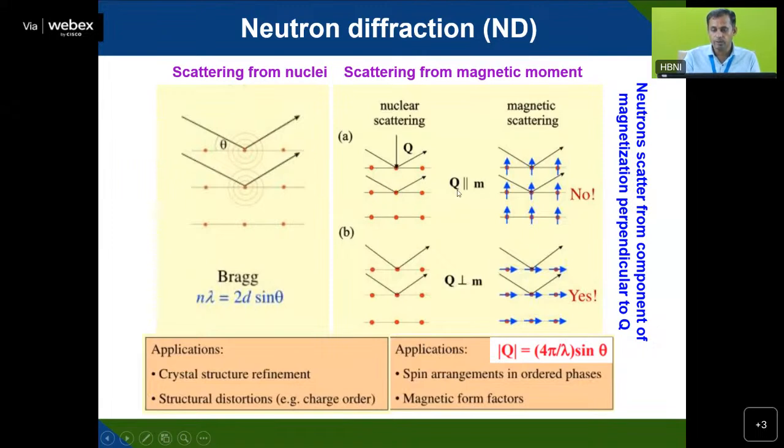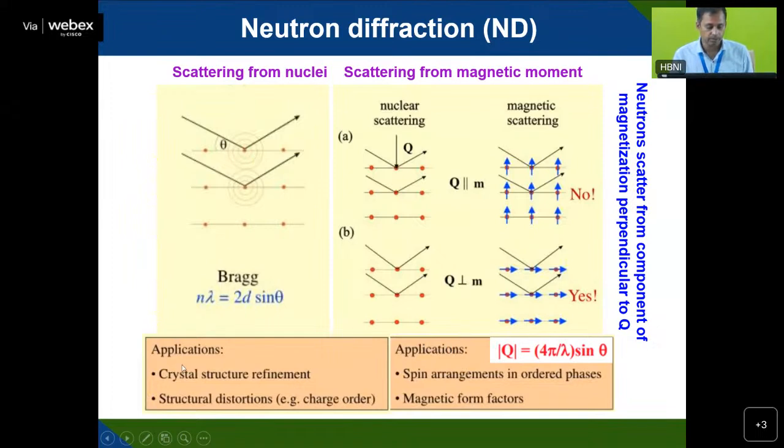If the Q wave vector is parallel to the magnetic spin, then the beam will not give you magnetic scattering. When you have it perpendicular, if your magnetic spins are aligned in this direction and the beam is coming here, then only you will get magnetic scattering. So neutron scattering is from the component of magnetization perpendicular to the wave vector Q, that is 4 pi by lambda sine theta. Depending on this equation, when Q is perpendicular to the magnetic field, only then will you be able to get the magnetic information.